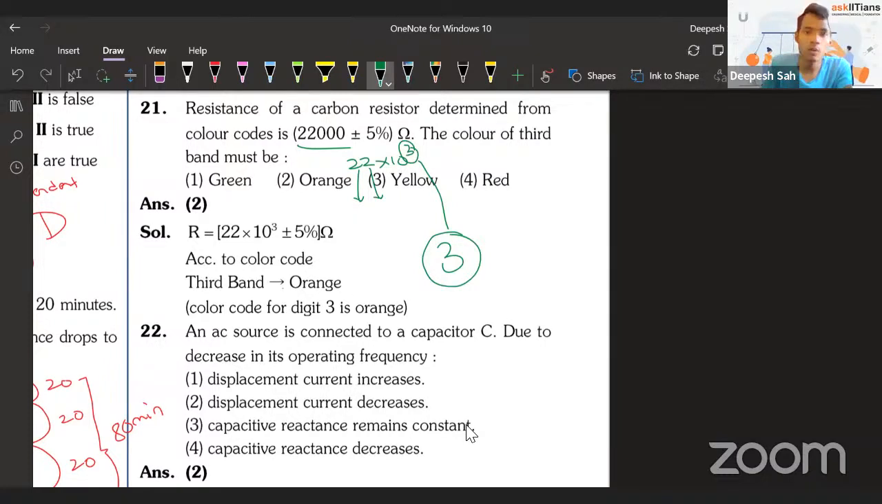So the answer will be what? Orange. If you don't know this, I will just write this: B.B. Roy of Great Britain, and so on. So 0, 1, 2, 3. So black, brown, red, orange. Orange has the color code of 3.